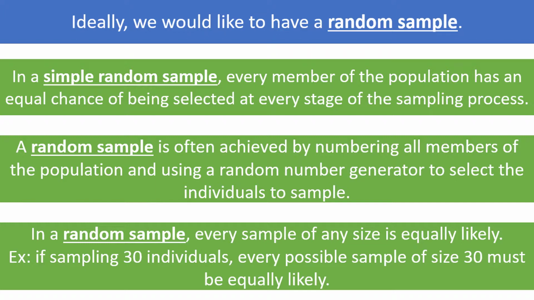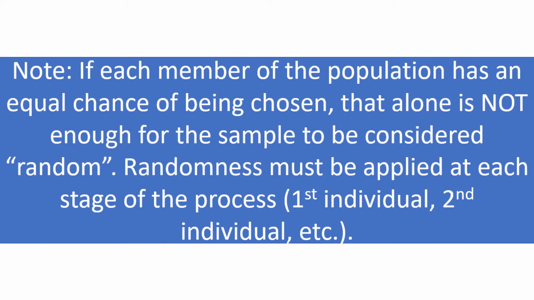The idea of a simple random sample can be easily misunderstood, so let's look at an example to make sure you understand what is not a simple random sample. Here is the part that is often misunderstood for a simple random sample. If each member of the population has an equal chance of being chosen, that alone is not enough for the sample to be considered random. Randomness must be applied at every stage of the sampling process, so each individual needs to be separately chosen randomly.